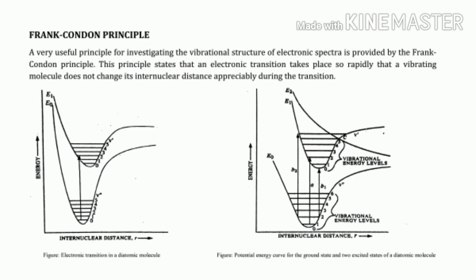Next is the Franck-Condon principle. A very useful principle for investigating the vibrational structure of electronic spectra is provided by the Franck-Condon principle. This principle states that an electronic transition takes place so rapidly that a vibrating molecule does not change its internuclear distance appreciably during the transition. To demonstrate the Franck-Condon principle, an electronic transition is represented by a vertical line on the plot of potential energy versus internuclear distance in this figure.